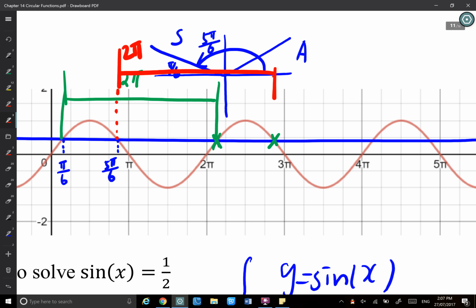So that's basically the idea of solving equations. I'll just repeat that again. You need to find the first 2 values.